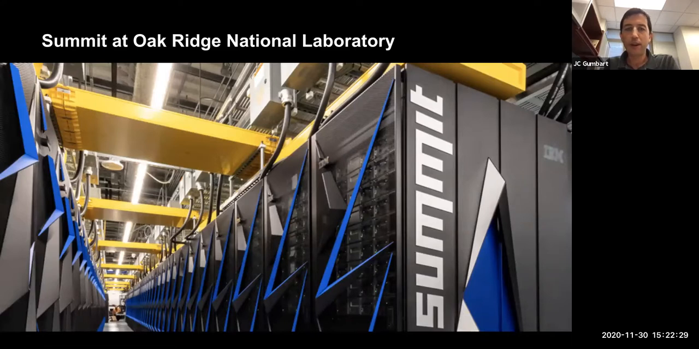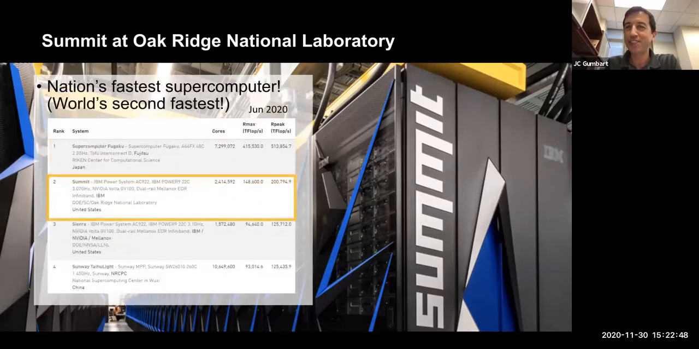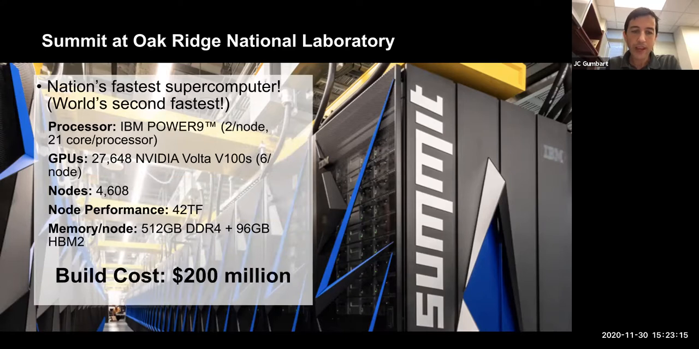I think many of you have some familiarity with Summit. It was first constructed a couple of years ago and was recognized last year as the world's fastest supercomputer, ranked number 1 in the Top 500. As of this summer, it is now the nation's fastest supercomputer and the world's second fastest. It was dethroned by a new one just built in Japan. Just for some reference, it has millions of cores spread over 4,000 nodes, 27,000 of these V100 GPUs, and it cost $200 million to build. So we're very lucky to get the opportunity to run on this.